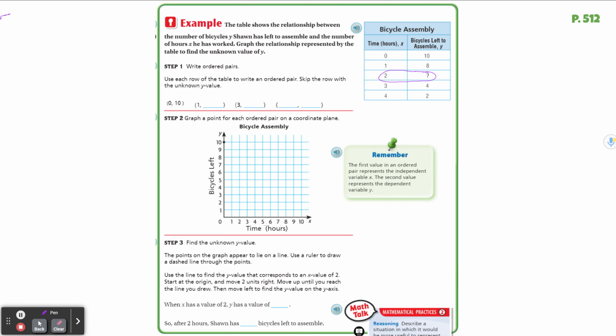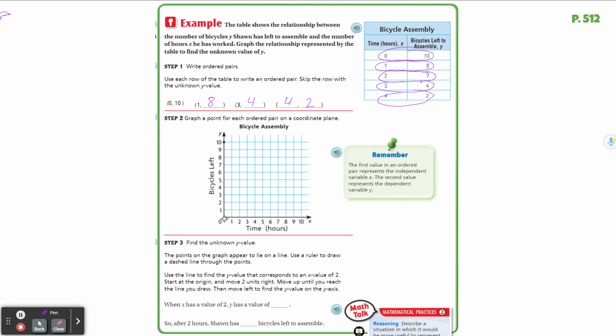All right, so the first one they gave us was 0, 10, and that one's already written. Our next one is going to be 1, 8. We can't do 2 because we don't know what this value is. So let's go down to 3, which is 4. And then we'll go 4, which is 2. So now that we have our ordered pairs, we need to graph them. Take a second and see if you can graph these 4 ordered pairs on our graph.